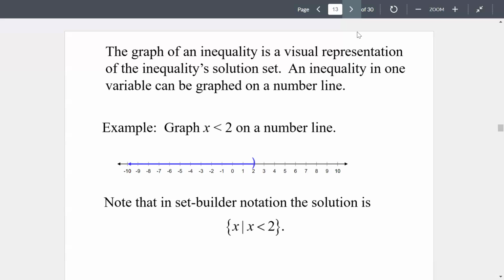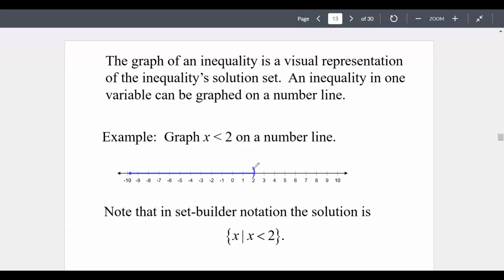So the graph of an inequality is a visual representation of an inequality's solution set. An inequality in one variable can be graphed on a number line. So the graph of x is less than 2 on the number line would look like this. Here's my number line, and x could be 1, it could be 0, it could be -1, as long as it's less than 2. So we start at 2, and we record everything that is less than 2.